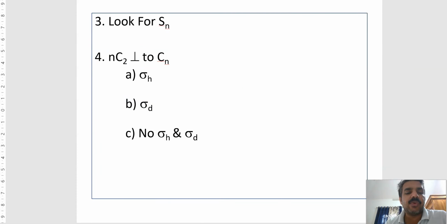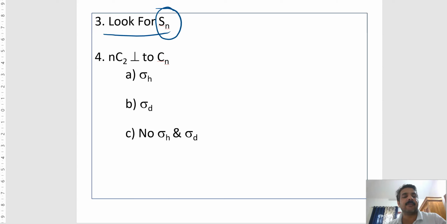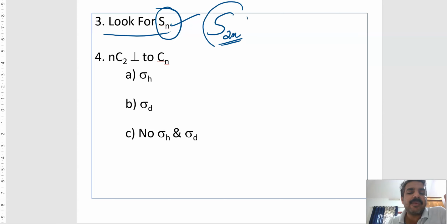Next, look for Sn. If it has an improper symmetry element, no other symmetry planes, no inversion center, but only an Sn axis, then the point group will be S2n. It will always be an even number. The Sn point group will always have an even number, S2n. That is the third step.